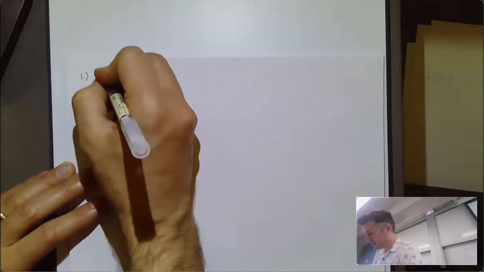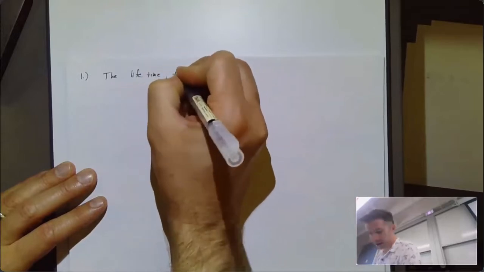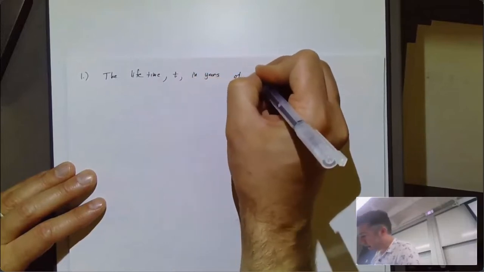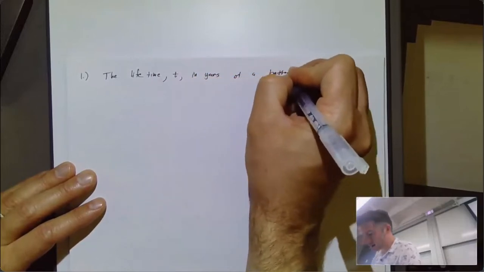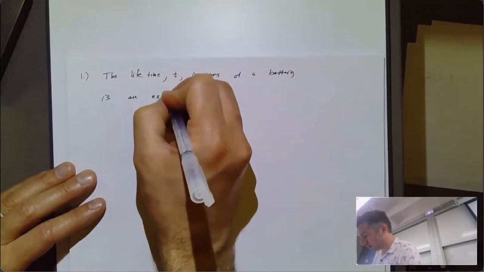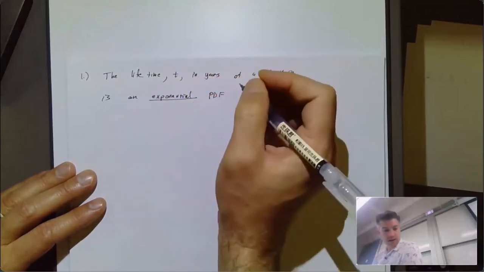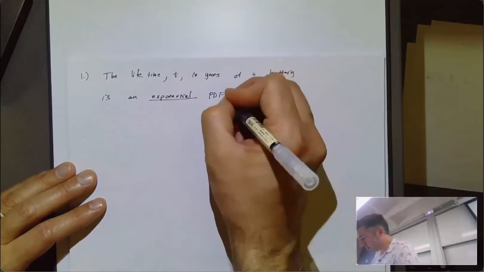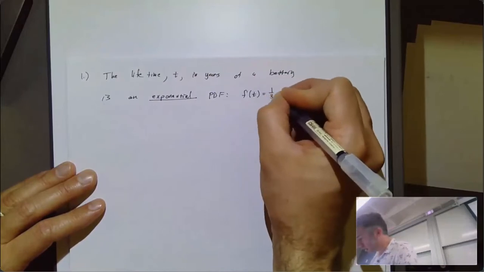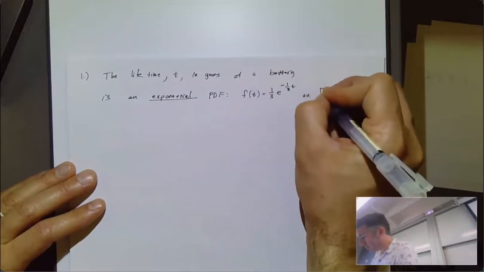The lifetime, measured in years, of a battery is an exponential probability density function. And it's given by f of t is equal to 1/3 e to the negative 1/3 t on the interval from 0 to infinity.